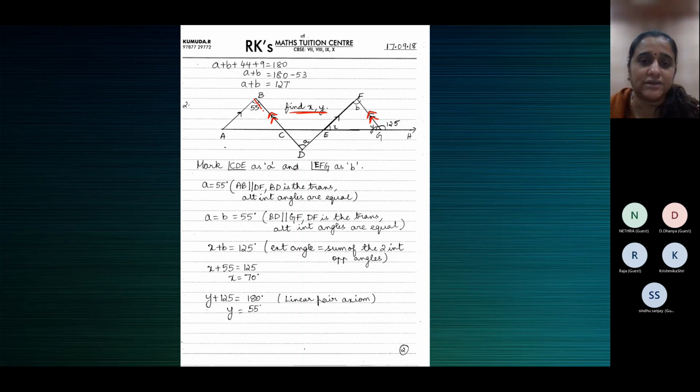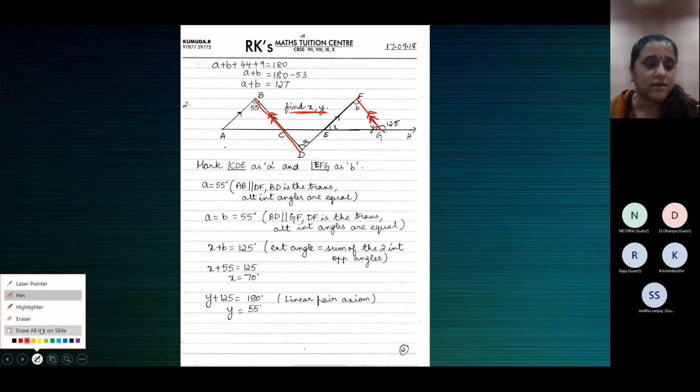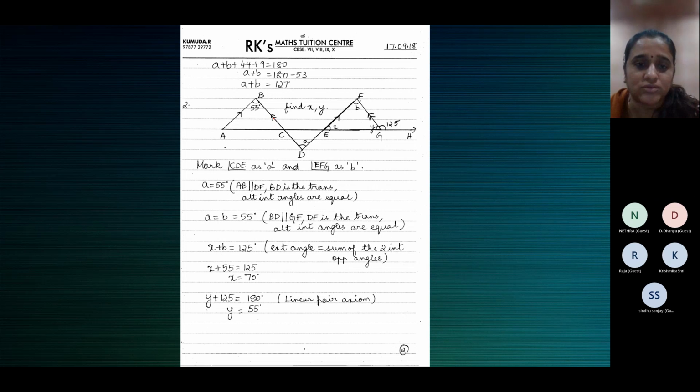So that means BD is parallel to FG. These arrows, see here, double arrows here and here, indicate that BD is parallel to FG.